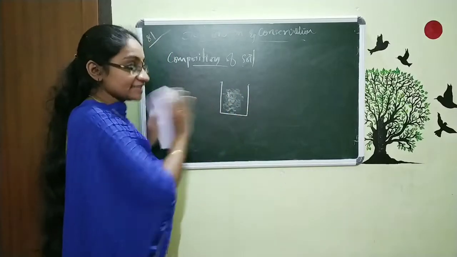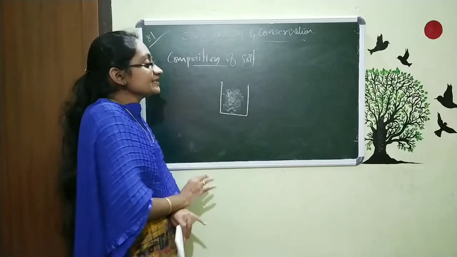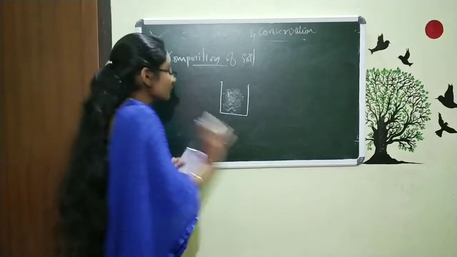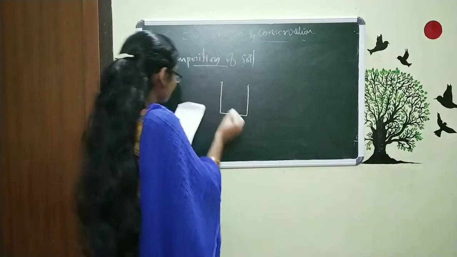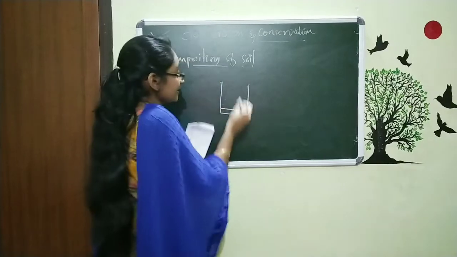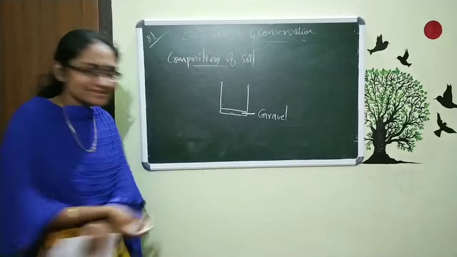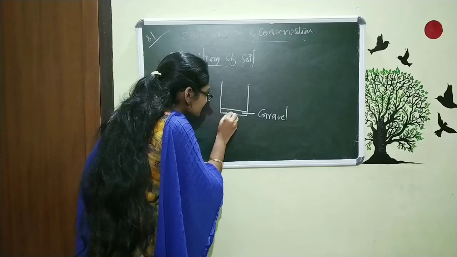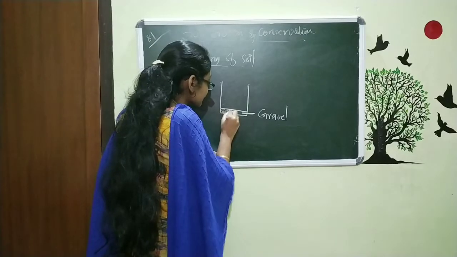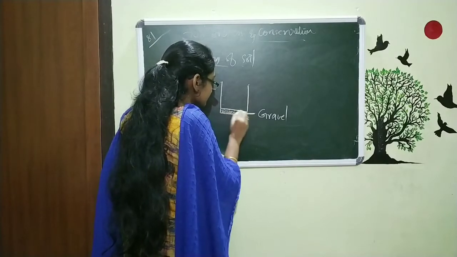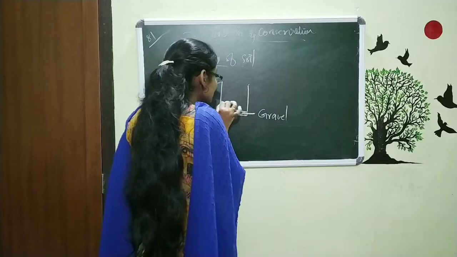And now keep it undisturbed. That means after mixing, don't disturb this. Keep it undisturbed, and after some time you can see different layers within this water. The different layers are this. At the bottom side we get gravel. Gravel means small stones. So at the bottom side you get a small layer of gravel.